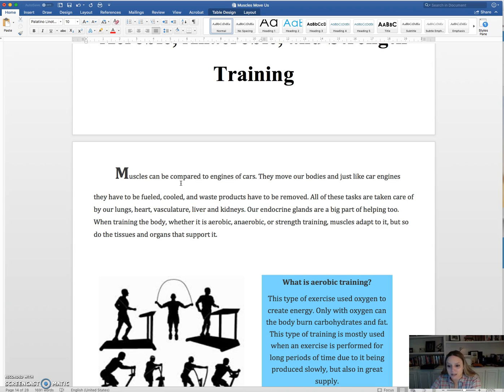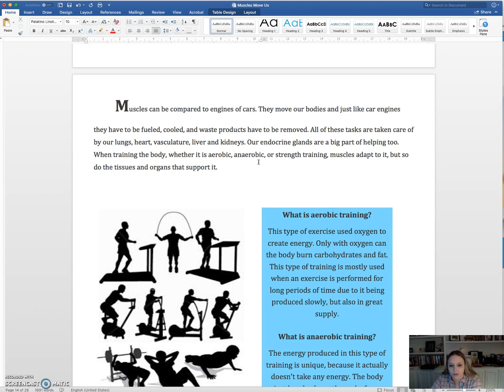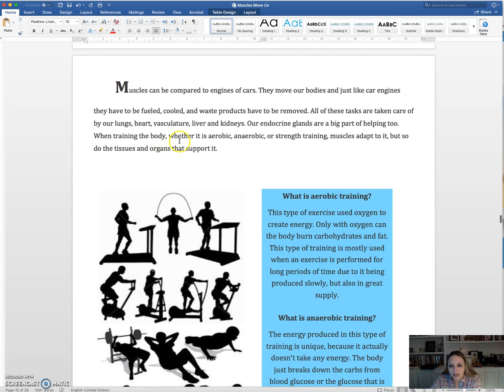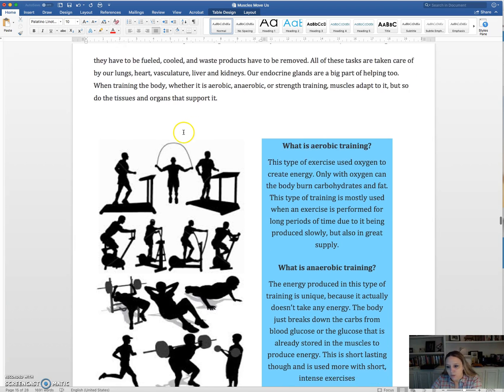They move our bodies. I like it when you start putting it into your own understanding, cross-checking it with our textbook to make sure that you are stating it correctly, having others read it for you. When training the body, whether it is aerobic, anaerobic, or strength training, muscles adapt to it, but so do the tissues and the organs that support it.